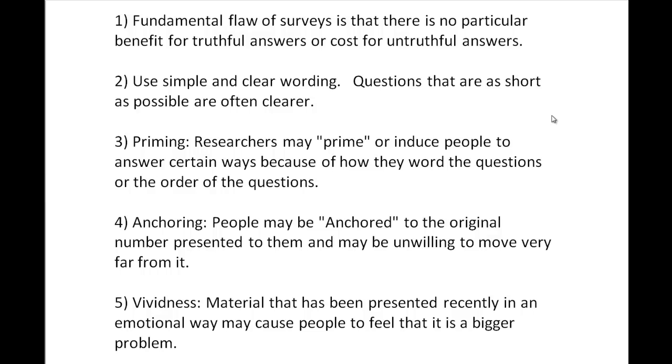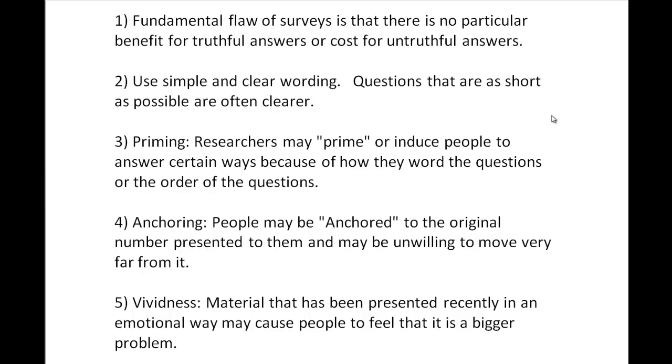Number 1. One of the fundamental flaws of a survey is that there's no particular benefit for truthful answers or cost for untruthful answers. Some years ago, there was a woman who was the only voter in an election in the state of Texas. This was just a very localized election. It was for a bond issue for building new roads and sewer lines for new development. She mentioned that when she studied this issue, it was millions of dollars on the line. If it didn't work, she wasn't going to have to pay it. But she felt very accountable, very responsible for her decision.